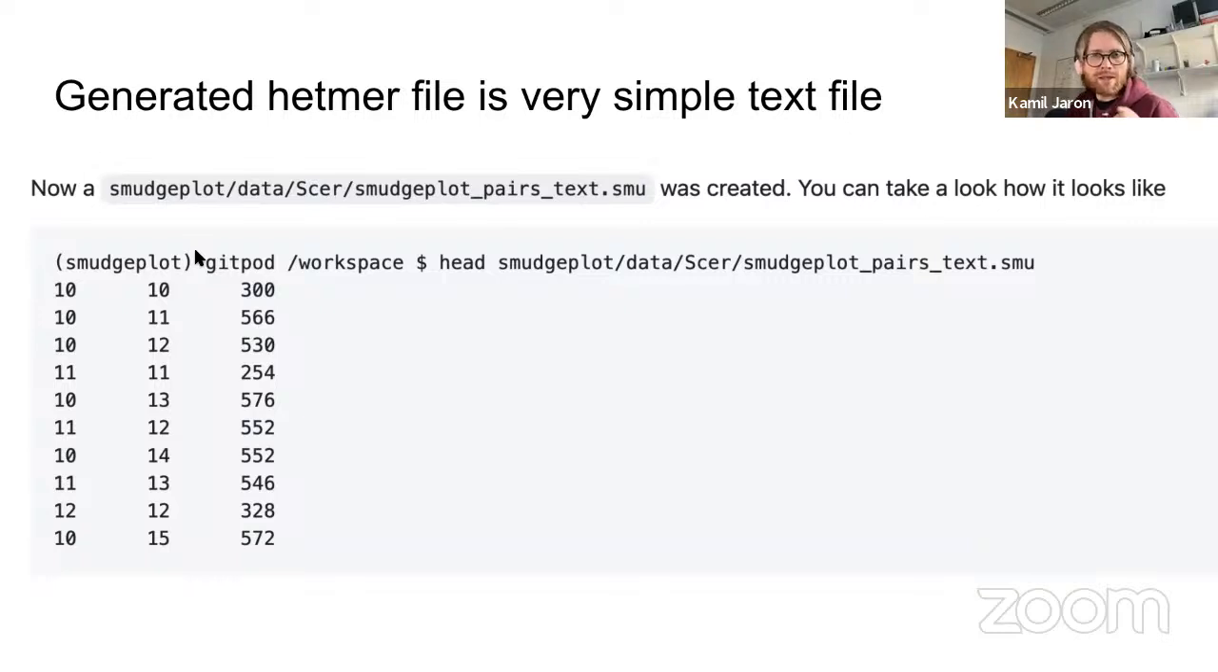When you generate a K-mer pair file, it is actually fairly simple. It's again a histogram, but it's a histogram of pairs. So it tells you that for coverage 10 and 10, there were 300 K-mer pairs.